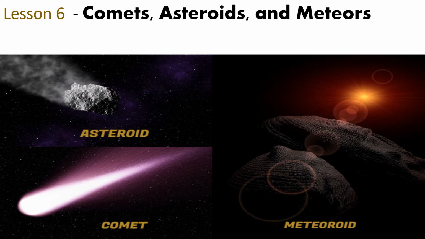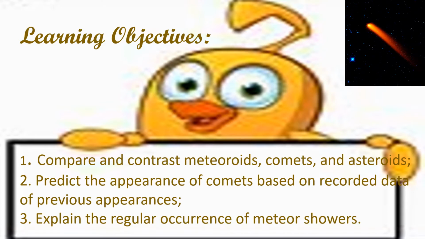So our lesson for today is all about comets, asteroids, and meteorites. Now, to begin with, let us first read our learning objectives for today's lesson. So at the end of the lesson, you shall be able to compare and contrast meteoroids, comets, and asteroids. Predict the appearance of comets based on recorded data of the previous appearances. Then, explain the regular occurrence of the meteor shower. Okay, class?